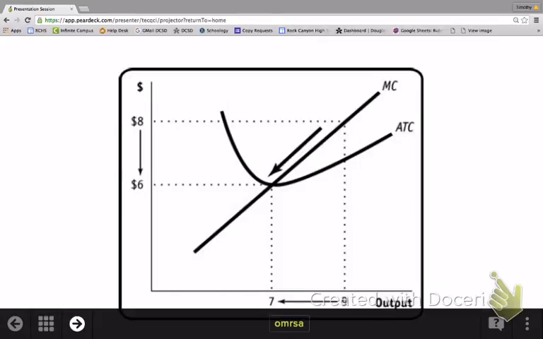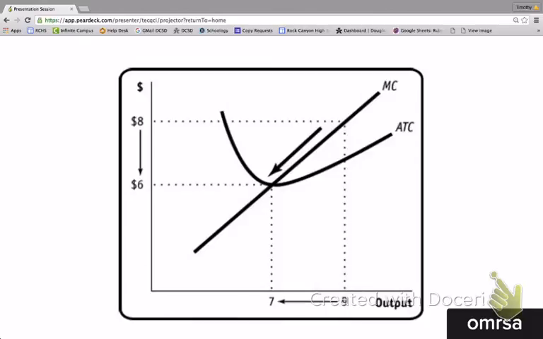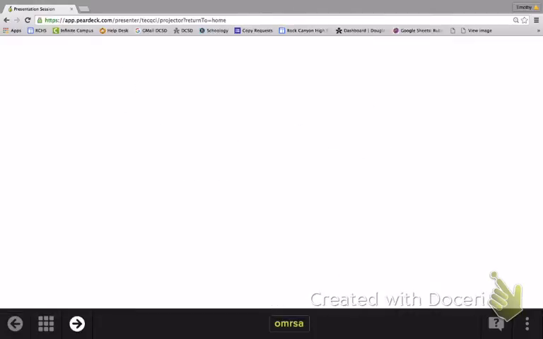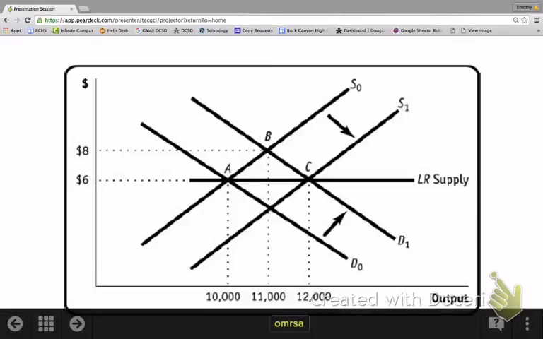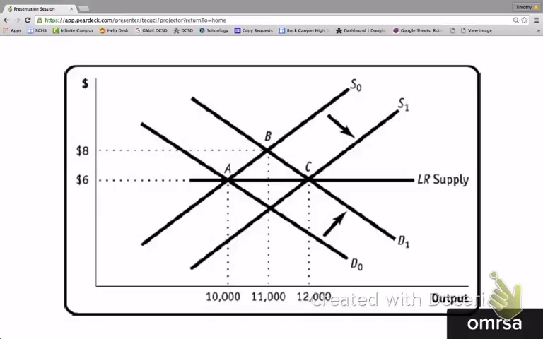Here is where you see the firm moving down its marginal cost curve and producing less output on its own as the price falls from $8 to $6. So for the individual firm in the long run, their quantity of output will go down, but the total output in the industry will increase. So as the market adjusts from long-run to short-run equilibrium and back to long-run equilibrium, we can trace out the long-run market supply curve shown here.